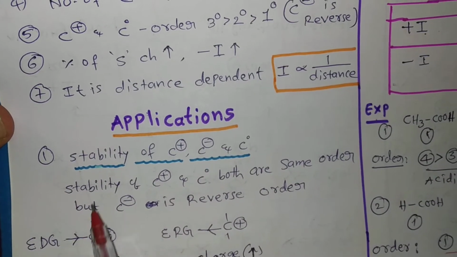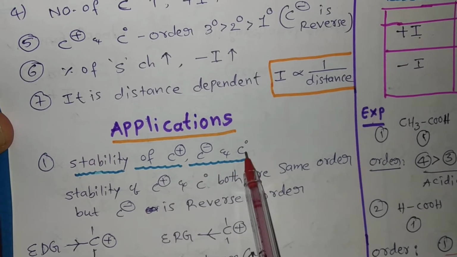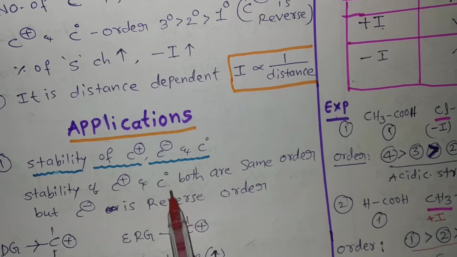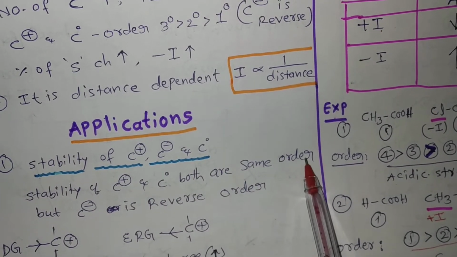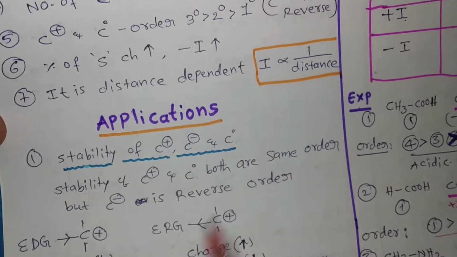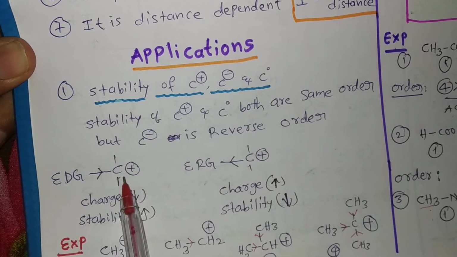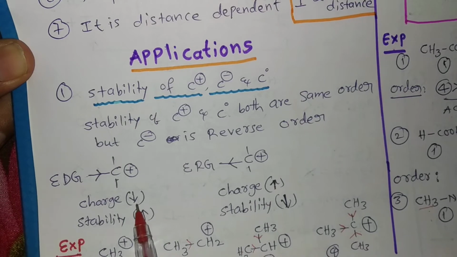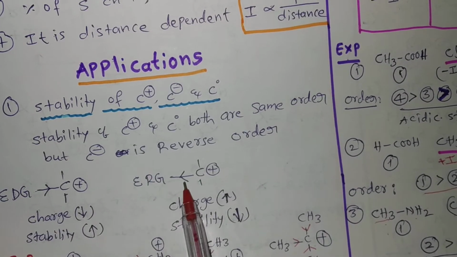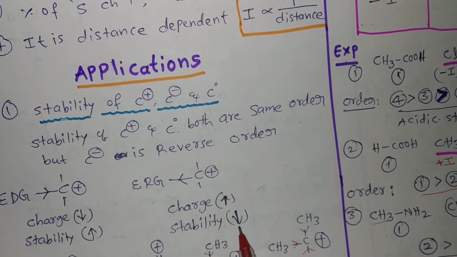First point, stability of the carbocation, carbanion and carbon free radical. The stability of the carbocation and carbon free radical are both in the same order, but carbanion is in reverse order. For example, if an electron donating group is attached to the carbocation, then the charge decreases and stability increases. If an electron withdrawing group is attached to the carbocation, then the charge increases and stability decreases.